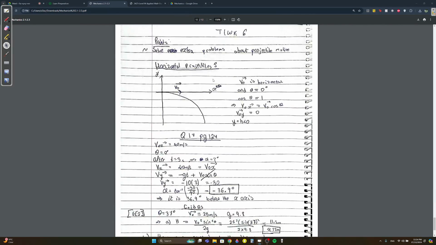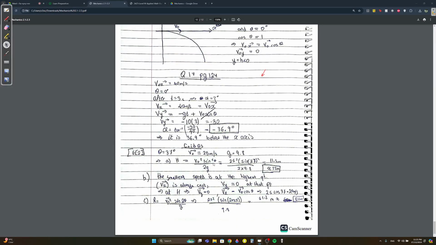Okay, these are discussions. We have horizontal projectiles. Horizontal projectiles means v node is horizontal and theta is equal to 0 degrees. When theta is equal to 0 degrees, you know cosine 0 is equal to 1. So v node x is equal to v node cosine theta, right? And v node y, since it's horizontal, there's no v node y, because you started like this. Whenever you have horizontal, theta is equal to 0 degrees, and sine 0 is 0, that's why v node y is 0.